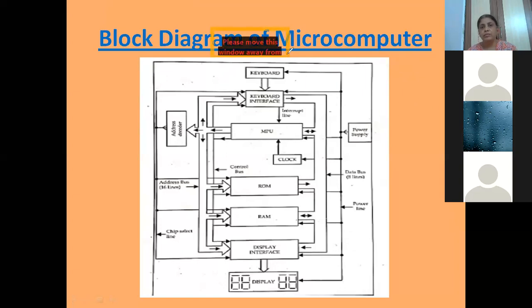Okay, if you see this part, this is your input. Input device is connected through input interface. Means whatever data you are giving from input, it will convert into binary through interface. This is your microprocessing unit MPU. Okay, your CPU you can say, or ALU. This is your main memory, RAM and ROM, and this is your display interface. From this, it will again convert from binary to hexadecimal.